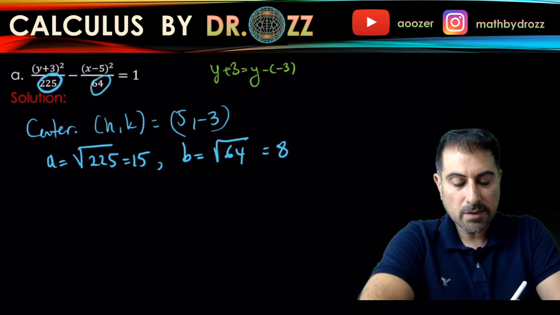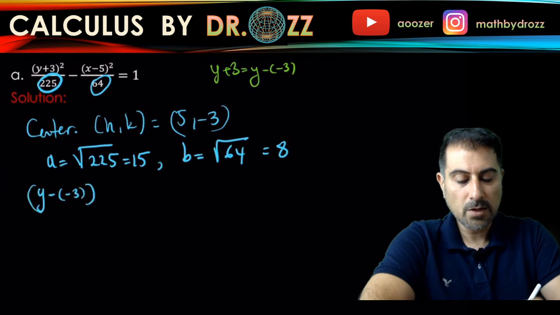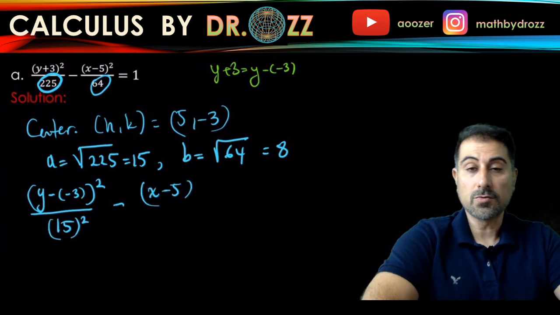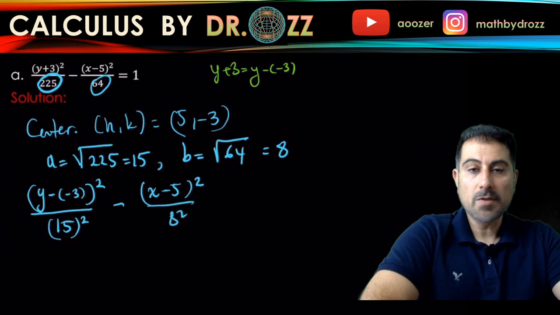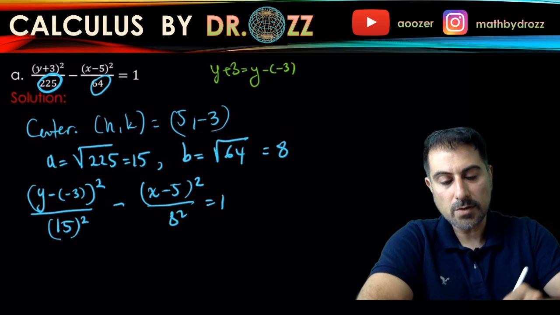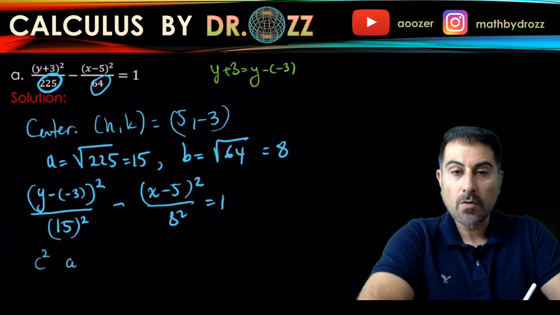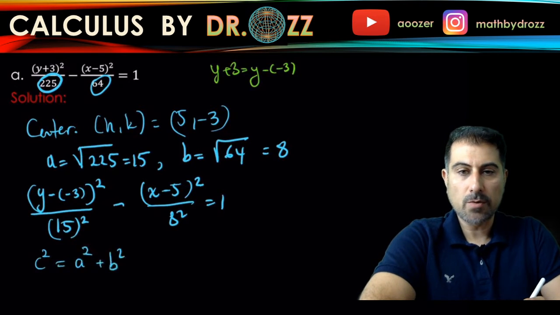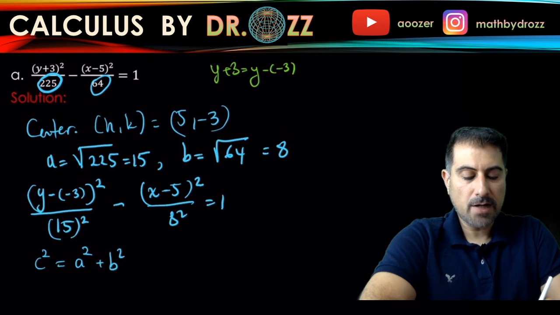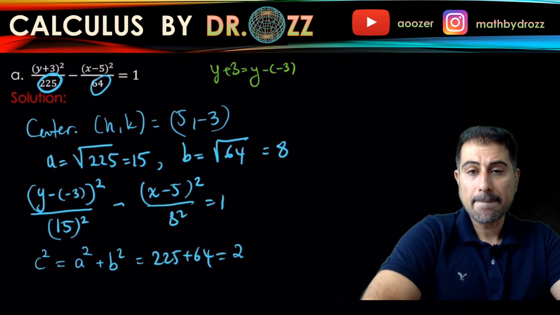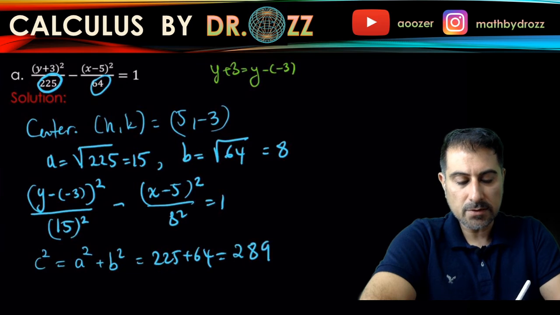So essentially, let me just rewrite this equation. You have the quantity y plus 3 squared over 15 squared minus x minus 5, quantity squared over 8 squared equals 1. Okay. We can go ahead and write down the formula for c. C squared equals a squared plus b squared. So that is 225 plus 64, which is 289. And if you take the square root of that, c is just 17.